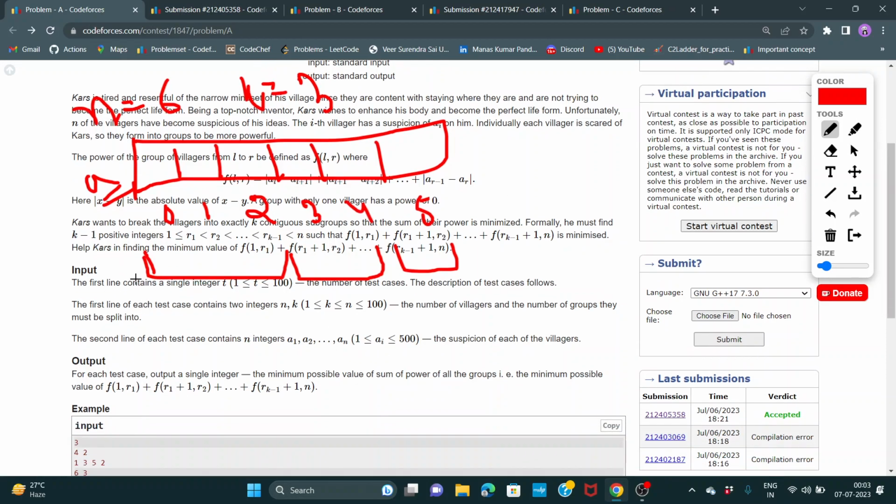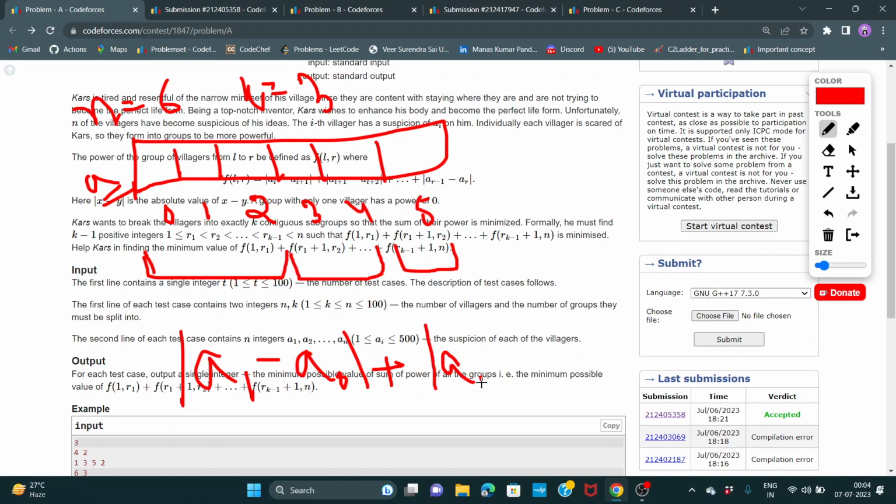The cost of building the first group is the absolute difference of a of 1 minus a of 0, plus a of 2 minus a of 1. So for the first group, indices 0, 1, 2, the cost is the sum of these. The second group belongs from index 3 to 4, so for that the cost will be a of 4 minus a of 3.